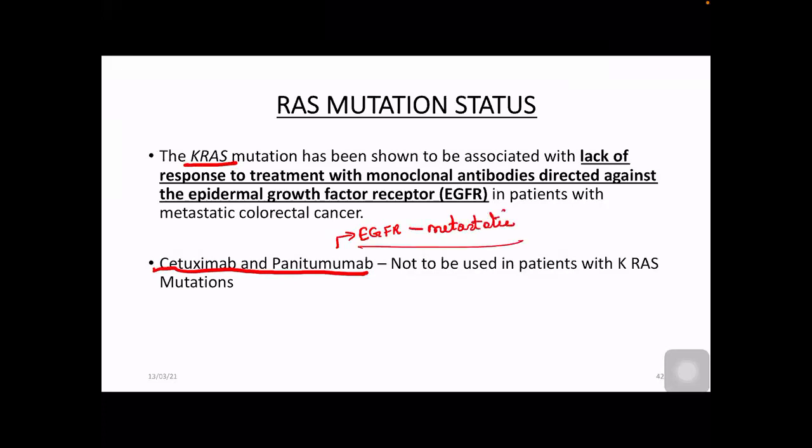But patients who have KRAS mutation, these drugs won't act and should not be used in patients with KRAS mutation. So remember, KRAS mutation status should be checked for every colorectal cancer in the biopsy specimen, especially if the patient is having a metastatic tumor. Why? Because that will dictate your treatment policy in the form of whether you can give EGFR inhibitors like cetuximab and panitumumab.